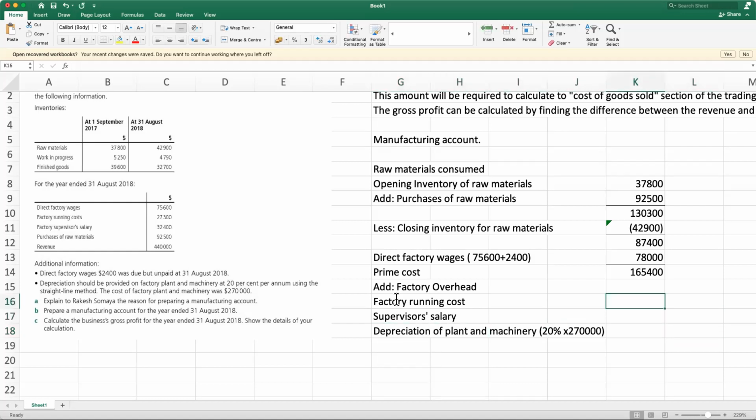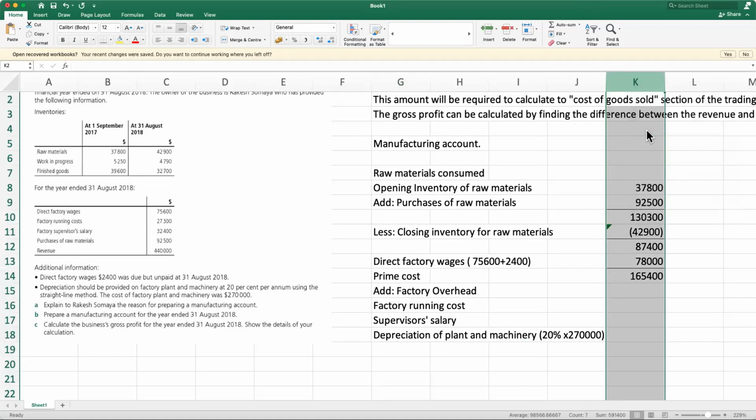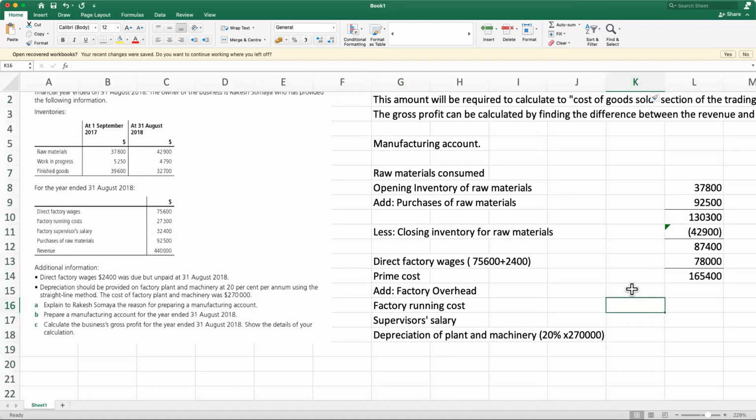So your factory running cost. So I need to add one column here. My factory running cost is 27,300. Supervisor salary 32,400 and 54,000. So this one I add up together should be 113,700.